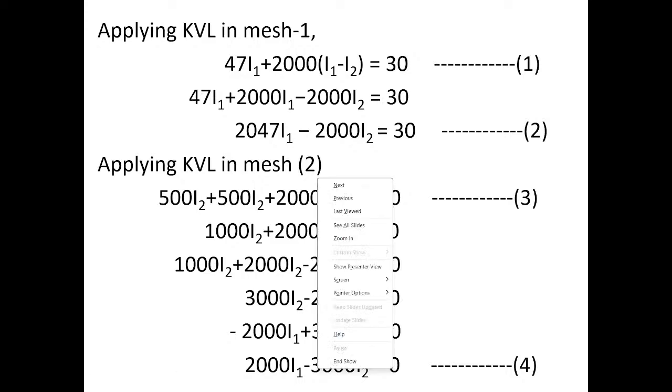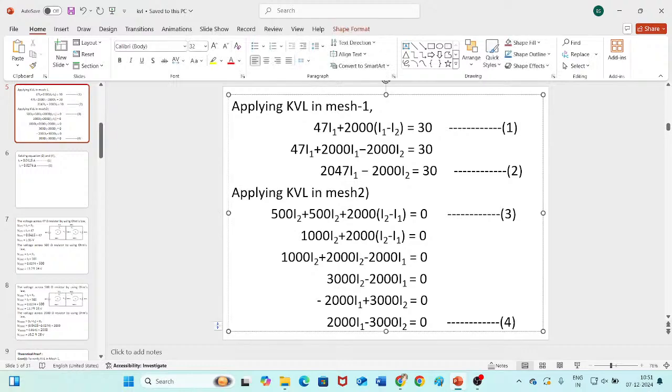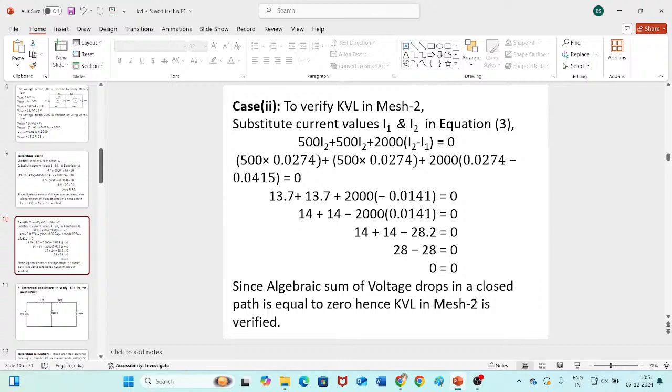Okay, now let us go to our theoretical proof here. Substitute currents I1 and I2 in equation 3. So 500 into I2 value, which is 0.0274, plus 500 into I2, which is 0.0274, plus 2000 into (I2 value 0.0274 minus I1 value 0.0415) equal to 0. Okay, you just solve it.